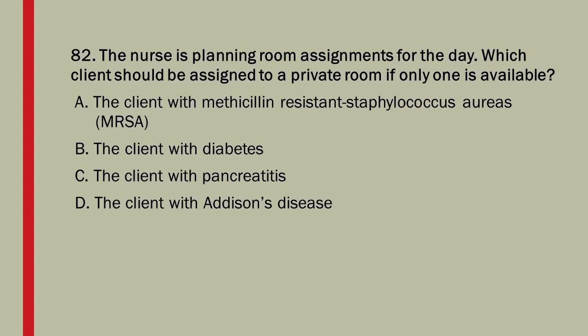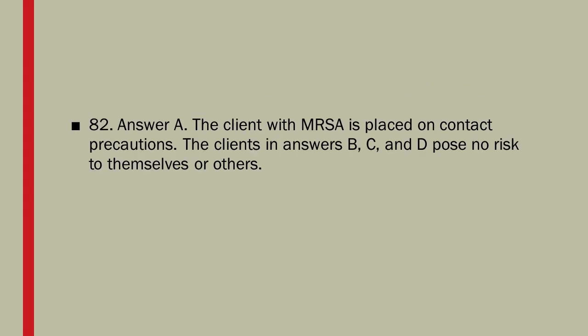82. The nurse is planning room assignments for the day. Which client should be assigned to a private room if only one is available? A. The client with methicillin-resistant Staphylococcus aureus, MRSA. B. The client with diabetes. C. The client with pancreatitis. D. The client with Addison's disease. 82. Answer is A. The client with MRSA is placed on contact precautions. The clients in answers B, C, and D pose no risk to themselves or others.